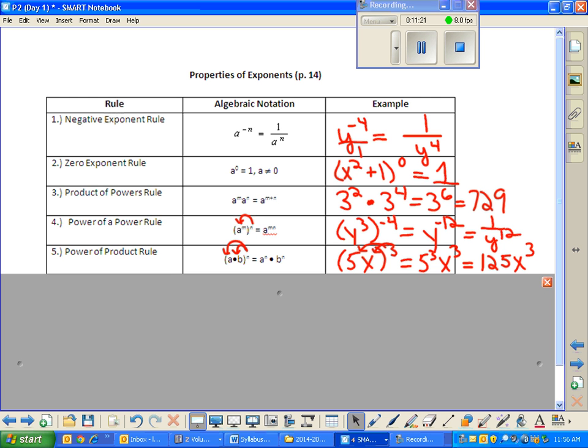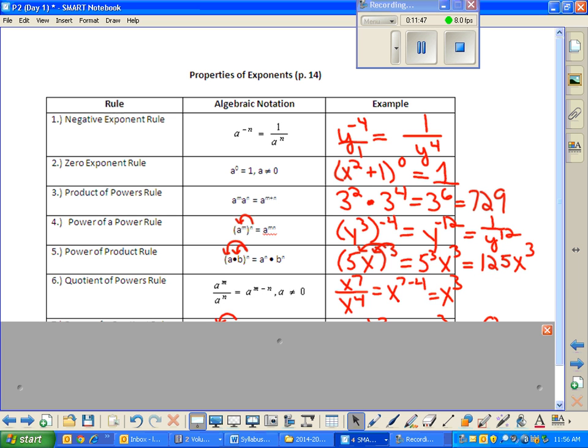Number 5, you could distribute that 3 to the parentheses as long as there's no plus or minus. I don't see a plus or minus in there, do you? I see a 5 and an x. So distribute away. I got 5 to the 3rd and x to the 3rd. Don't forget to distribute it to that 5 right there. That's a real common mistake. It's 125x cubed.